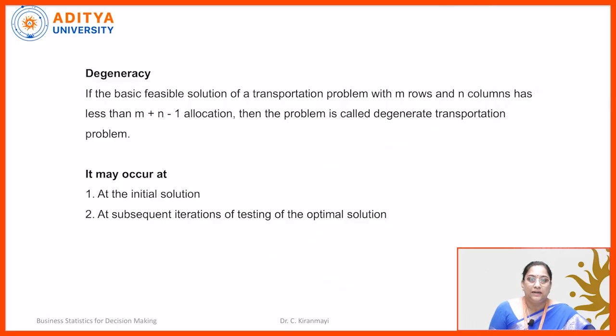This degeneracy may occur at two stages. One is initially, when we find the initial basic feasible solution; at that level itself degeneracy may occur. Or degeneracy may also occur in the subsequent iterations during the optimality test, when moving on to the optimum solution.